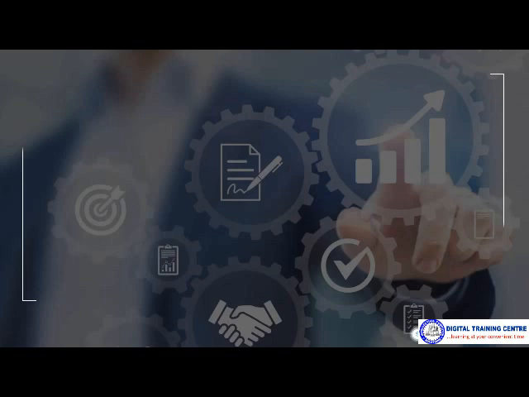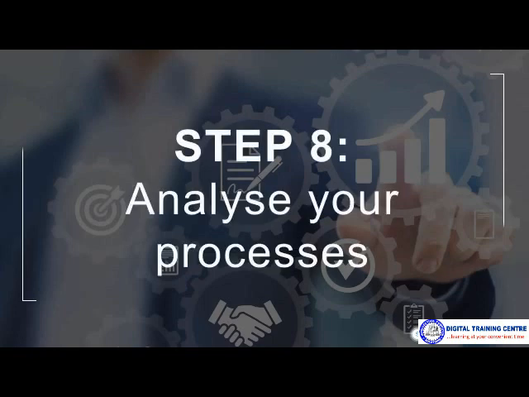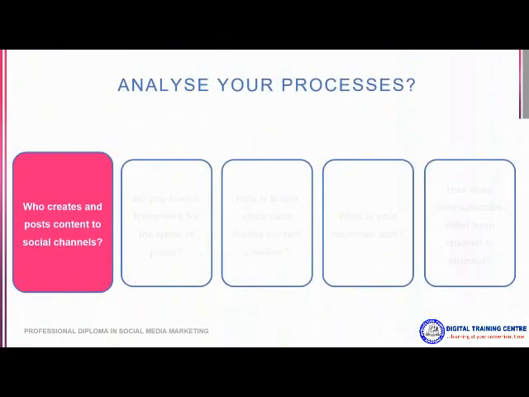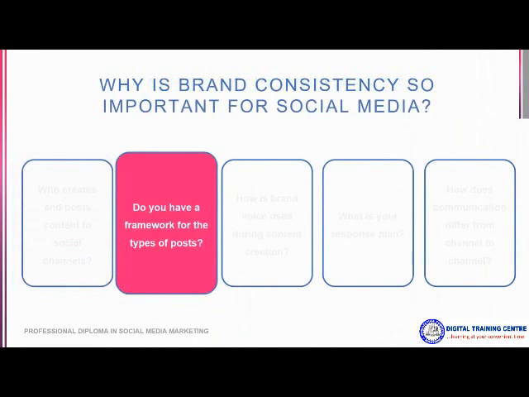And then step 8 is to analyze your processes. So this will be your internal content creation processes. The first thing you want to do is create a list of who creates and posts content to your social media channels. This can also be used for your roles and responsibilities section in your social media strategy. You also want to consider whether you have a set of guidelines for the various types of posts that you use for your social media. This can save you a lot of time on content creation if people have guidelines as to what to create.